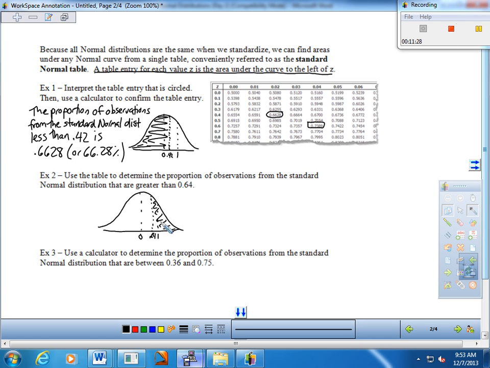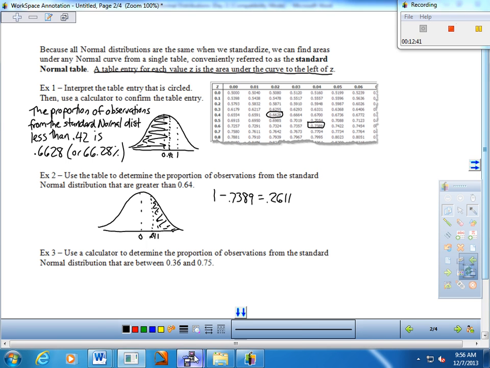So what do you think I'm going to do to find the values to the right of 0.64? Well, I hope you would certainly agree that it's basically going to be the 100% or the 1 minus the entry in the table. So 1 minus 0.7389, and that should hopefully give it to us here. And I get about 0.2611. And so what that's basically saying is, in the standard normal distribution, 26.1% of the observations are going to be above a z-value of 0.64. Okay. Hope that makes pretty good sense.